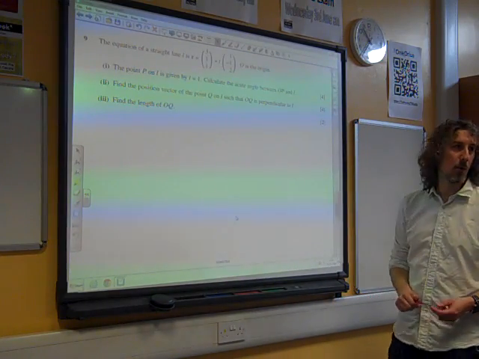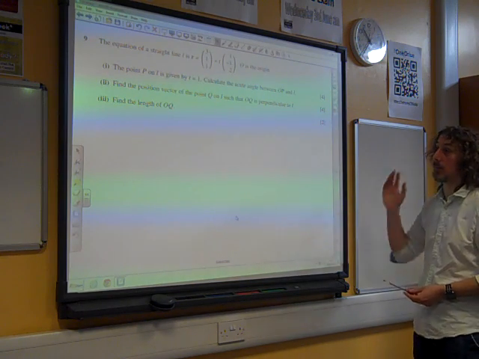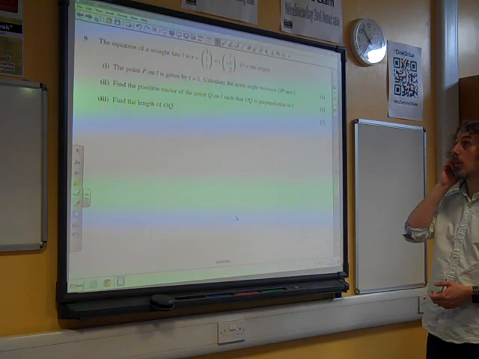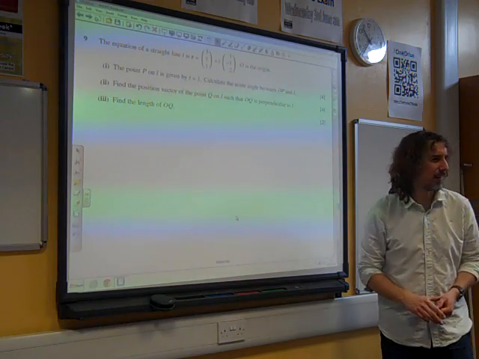Question 9. More vectors. The equation of a straight line L is given by r = (3, 1, 1) + t(1, -1, 2). The point P on L is given by t equals 1. Calculate the acute angle between OP and L.